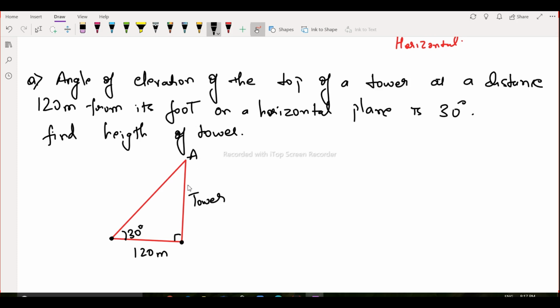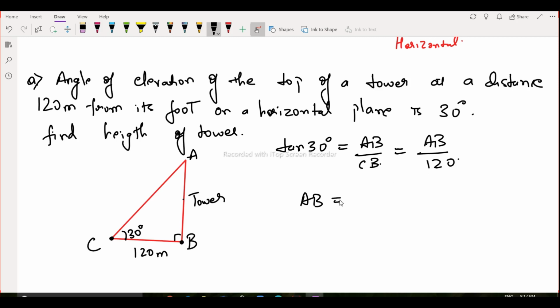So I can just name this as A, B, C. And now I just have to use trigonometry. So I need the opposite side. I have the adjacent side. So I'll just use tan 30. So tan 30 is equal to AB upon CB. AB we need to find. CB we know is 120. So AB is equal to 120 tan 30. Tan 30 is 1 by root 3. So 120 upon root 3 units. In this case, it's meters. So I can just write meters.